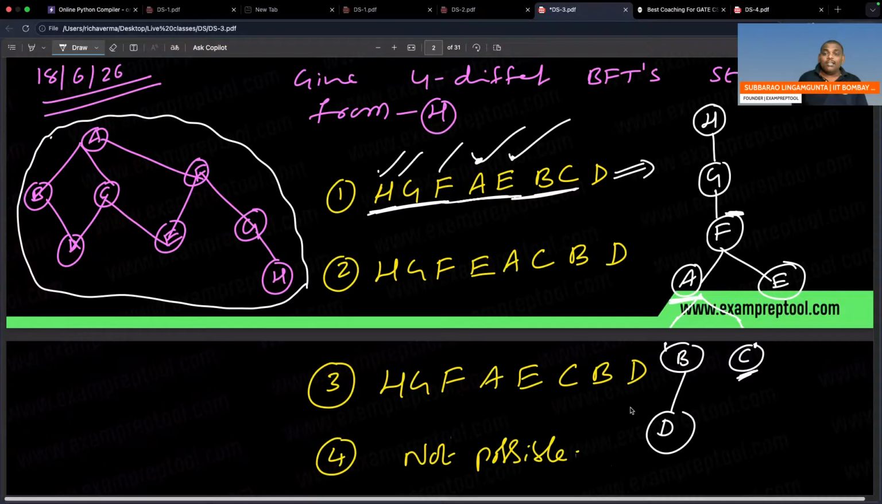So Ankit is saying that E's child is D. But in the graph also, E's child is not D. How can it be so in the BFT tree? Ankit, E's child is not D. In the graph also, see this one: E's child is not D. The nodes associated with D are B or C.